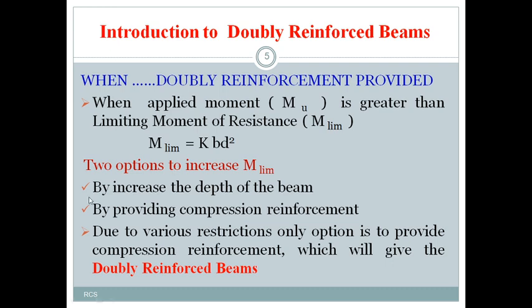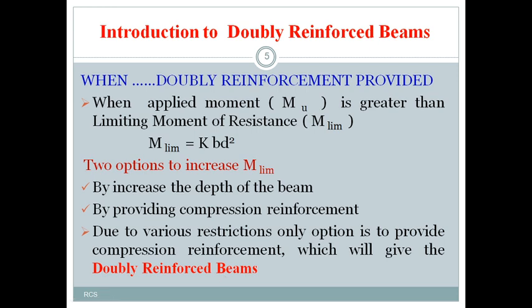Right, we have another option also: increasing the depth of the beam. But it is not always possible to increase the depth. We have so many constraints, like architectural constraints and headroom constraints. Because of those reasons, we cannot increase the depth of the beam, so the only provision we have for increasing the limiting moment of resistance is providing reinforcement in the compression zone also. So, due to the various restrictions, the only option is to provide compression reinforcement, which will give the doubly reinforced beam.